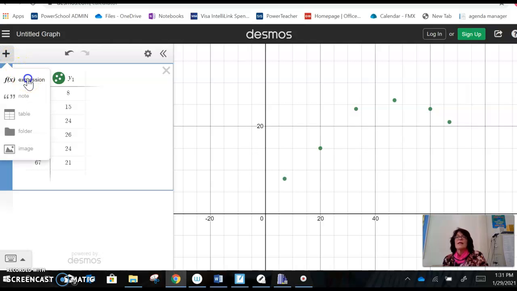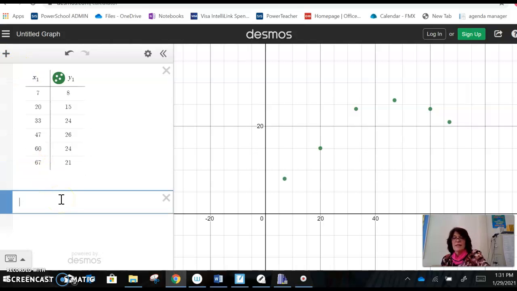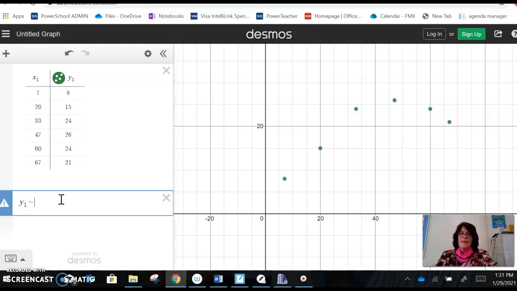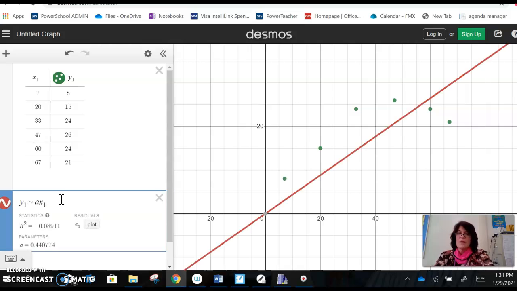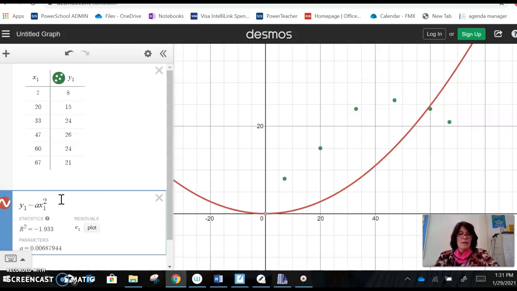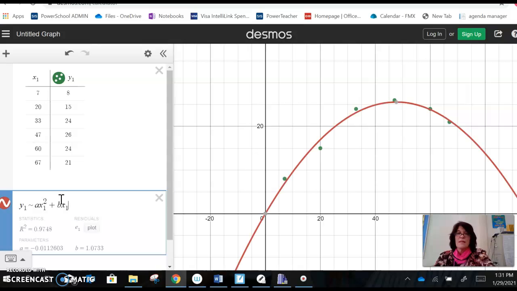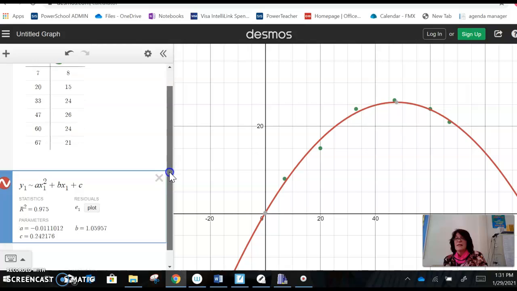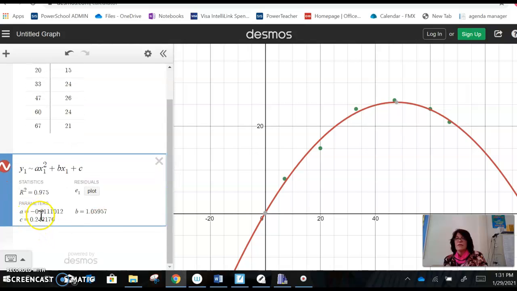Forgot to fit it. Okay, the expression, like I said, we're going to write y1 tilde, and then we write ax1 squared plus bx1 plus c, and it's tried to fit it as best it could. Okay, pretty close like ours was. Notice what their A, B, and C are. Very similar: A is negative 0.01111, B was 1.05757. Okay, C was pretty close to what we had.